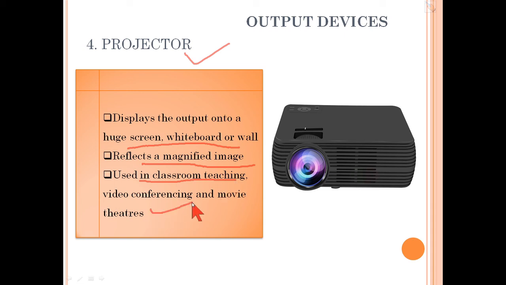So basically a projector is used when we want to display something on a big screen. There is a seminar, or I want to explain something to thousands of audience. For that I will need a big screen. In various big auditoriums and cinema halls also we are having projectors. It is again an output device. Okay, so this is about the various output devices.